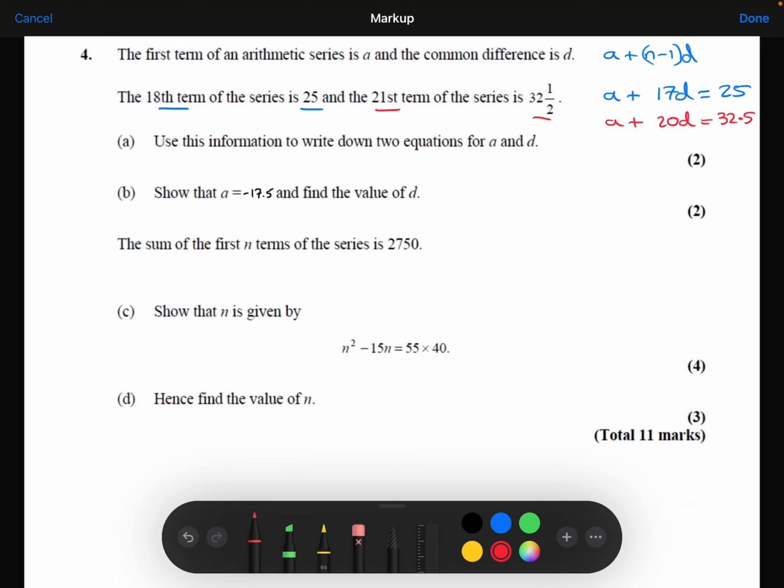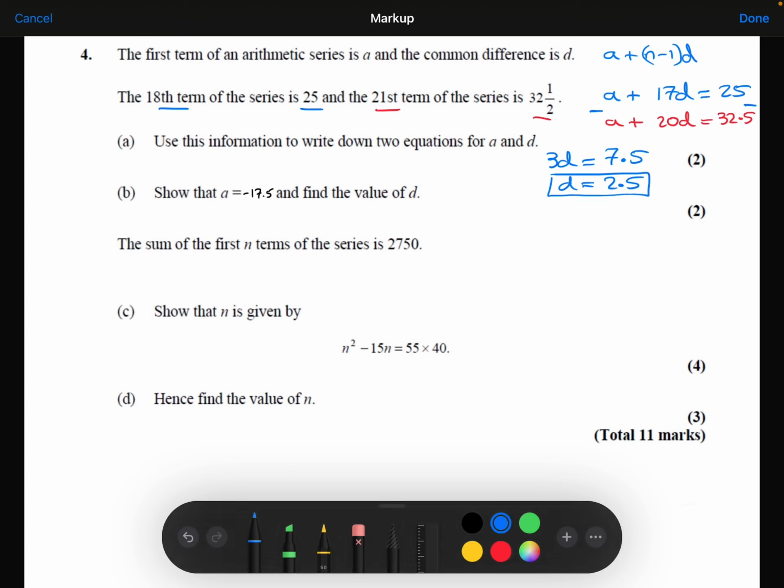Part B, we need to show that a is minus 17.5 and we need to find the value of d. So I'm going to take these equations away. I'm going to take the top equation away from the bottom equation. So the a minus the a is 0. The 20d minus the 17d is 3d. And the 32.5 take away the 25 is 7.5. So therefore d is 2.5.